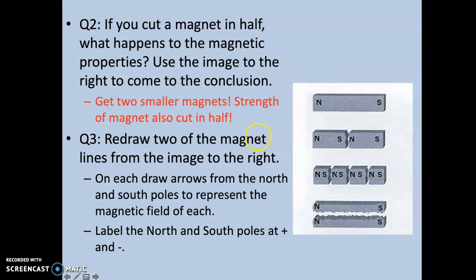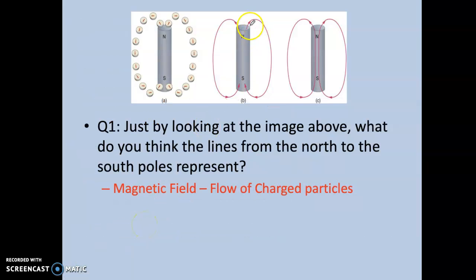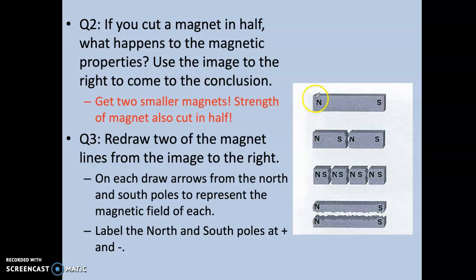So right here, question 3, redraw the magnetic field lines. As we saw on our last slide, magnetic fields always go from north to south. So I always want to draw from north to south, and then I just have to draw an arrow on there showing that same direction. And it's the same thing here, from north to south.